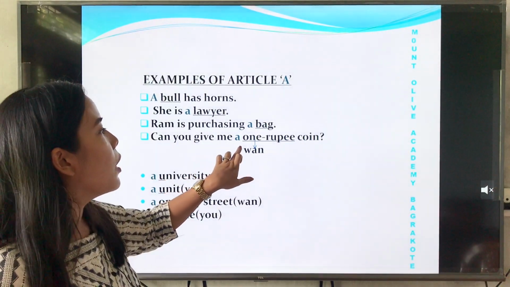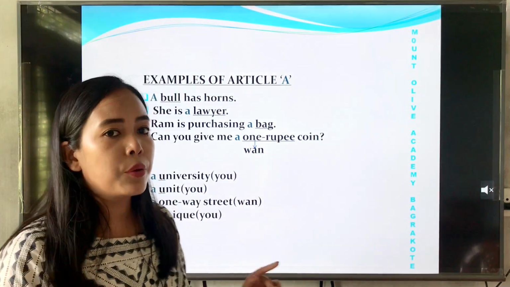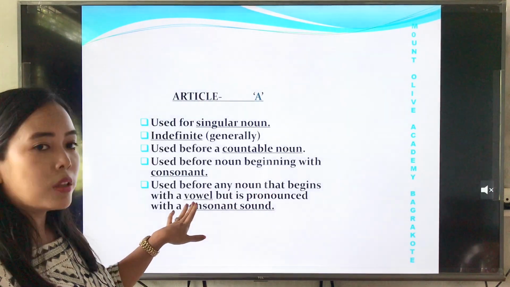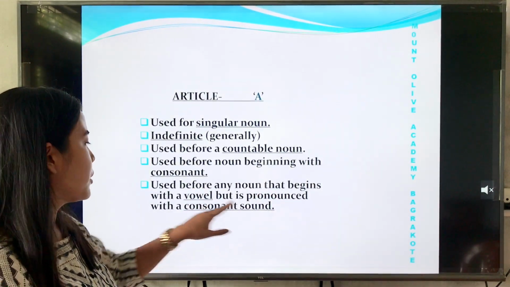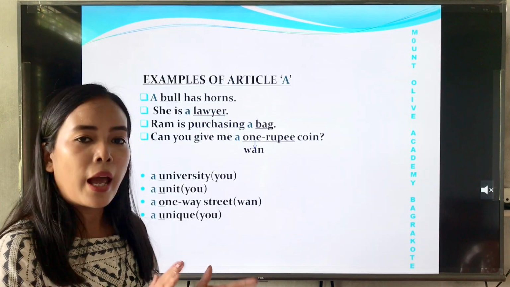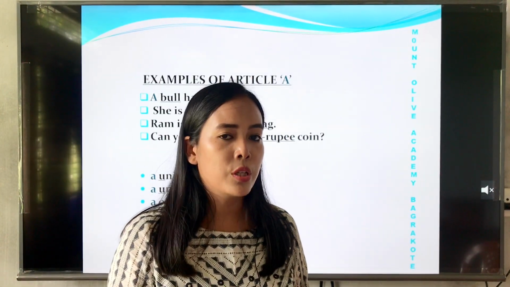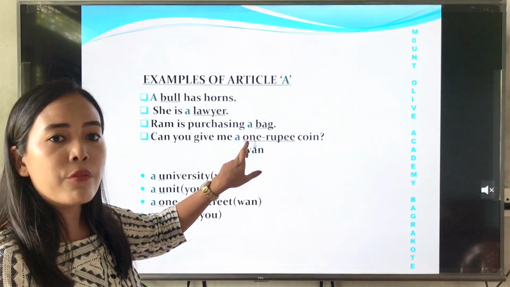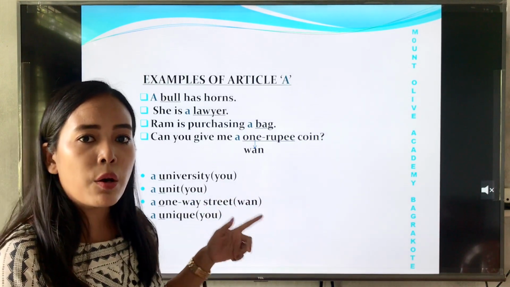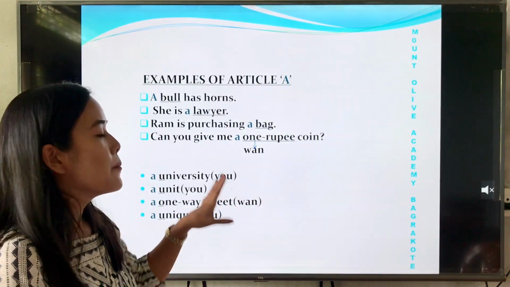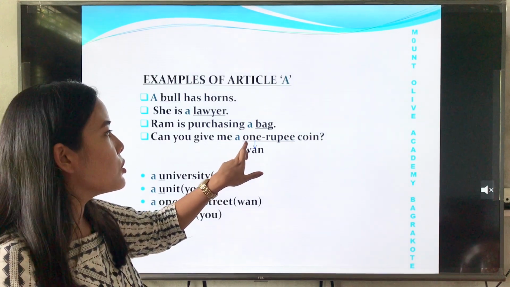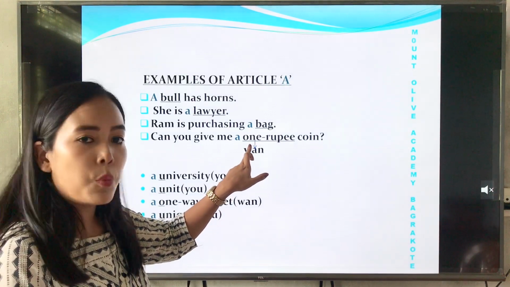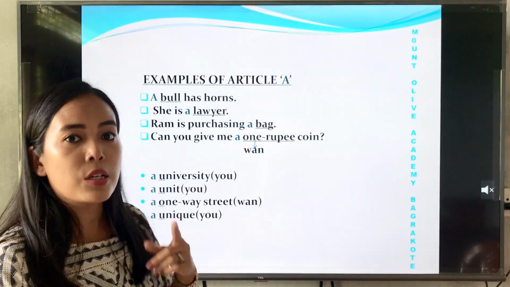Now the next example. Can you give me a 1 rupee coin? Now, what I told you just now: used before any noun that begins with a vowel but is pronounced with a consonant sound. And we know vowels are A, E, I, O, U. These five letters are vowels. So in 1 rupee coin, O is a vowel over here, and we know that before a vowel we use a or an. We use an. But the article a is used before 1 rupee coin. Why? Because this word one starts with a vowel but has a consonant sound.